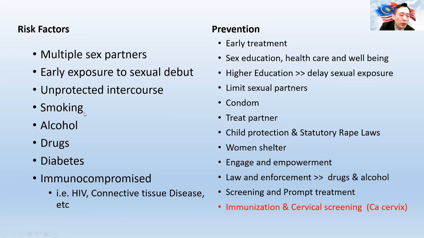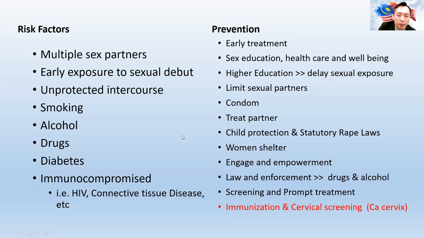How do we prevent cervicitis? Early treatment, early recognition, sexual education, good health care, and higher education actually can delay sexual exposure. Limit the sexual partners, condom, treat the partner, child protection and statutory rape law, women's shelter, engage and empower women, and also law enforcement on drug usage. Screening and prompt treatment, immunize for the HPV to prevent cervical cancer.